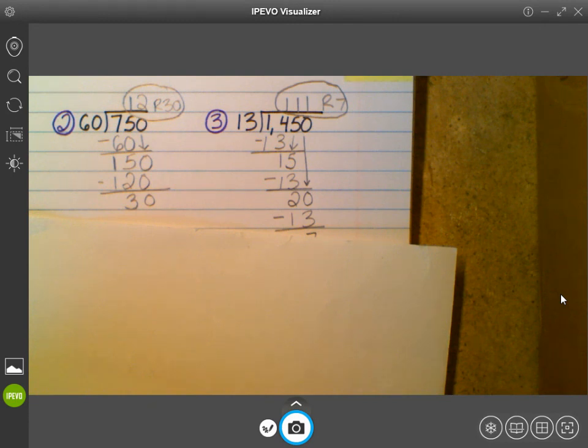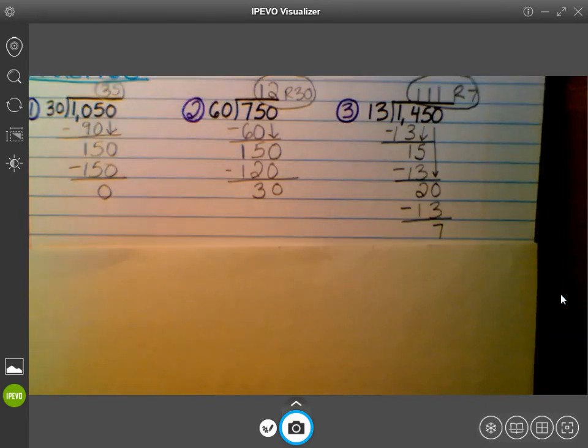Before we do the word problem, stay at your desk, but give yourself a little stretch break before we move on to our word problem.